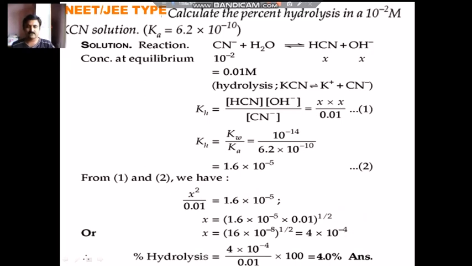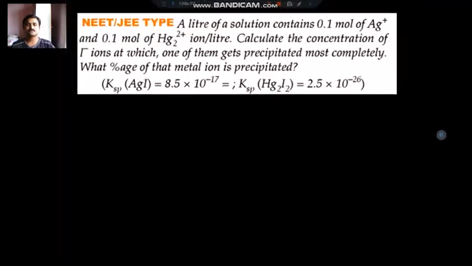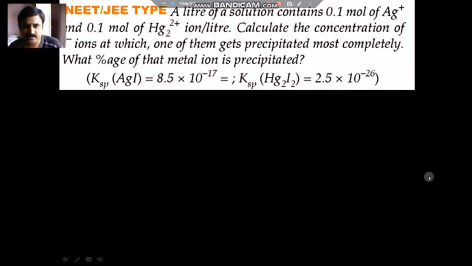So the percentage of hydrolysis is 4 into 10 power minus 4 divided by the given concentration 0.01, into 100. We got 4 as the answer for this question. Let us see the next one.